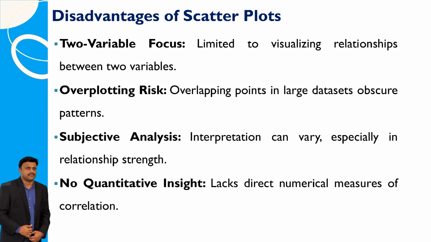Scatter plots have several disadvantages. They focus solely on visualizing relationships between two variables, which limits their scope. In large datasets, overlapping points can obscure patterns, making analysis challenging. The interpretation of scatter plots can be subjective, particularly regarding the strength of relationships. Additionally, scatter plots do not provide direct numerical measures of correlation.